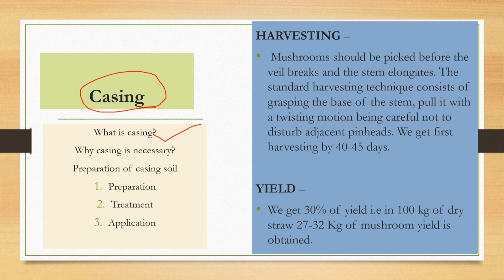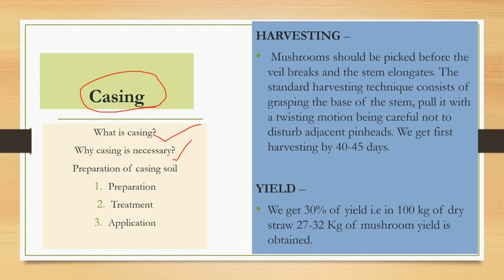Different materials are used in India as casing material: loam soil plus sand at the rate of 4:1; 2-year-old spent compost plus loam soil plus FYM at the rate of 2:1:1; and 2-year-old spent compost plus sand plus lime at the rate of 4:1:1. So why is casing necessary?